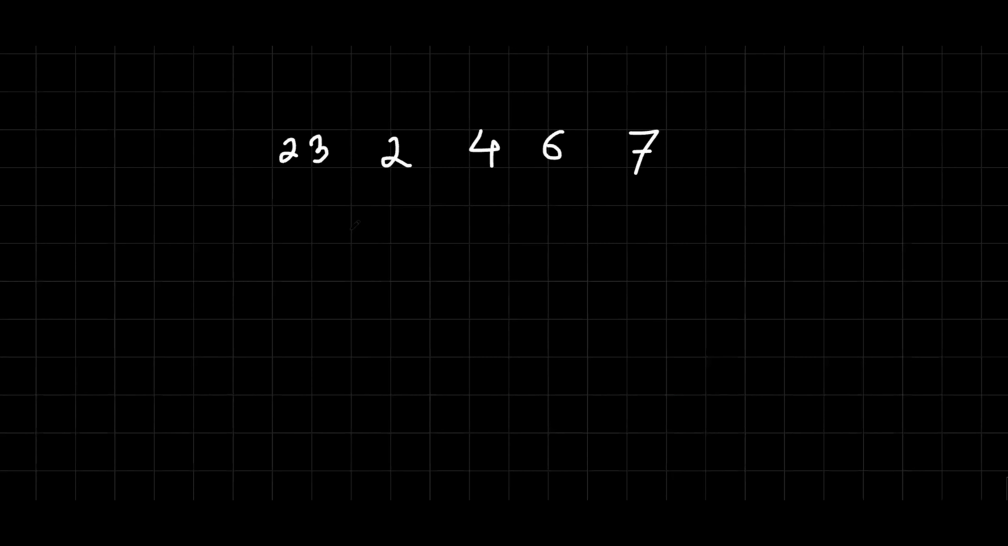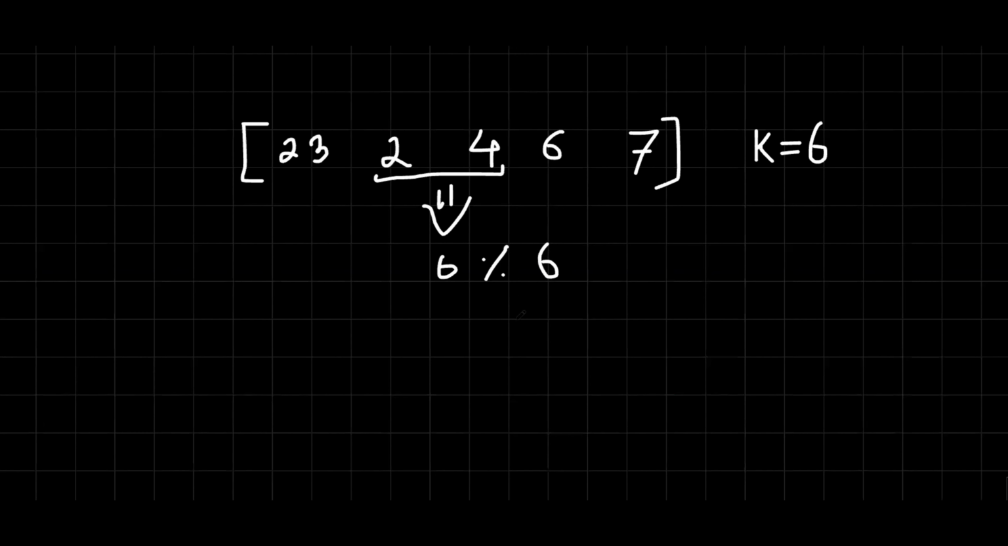Now, we have taken the first example, which has 5 elements in the array, which are 23, 2, 4, 6, and 7, and the value of k here is 6. So if we take this subarray into consideration, their summation will be 6. So 6 is a multiple of 6. That means if we perform the modulus operation between the summation and the value k, which is also 6, the remainder will be 0. So this is the mathematical part.